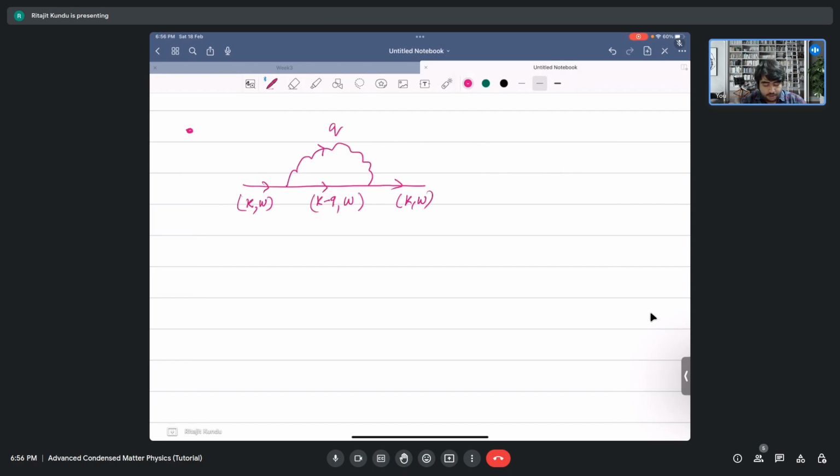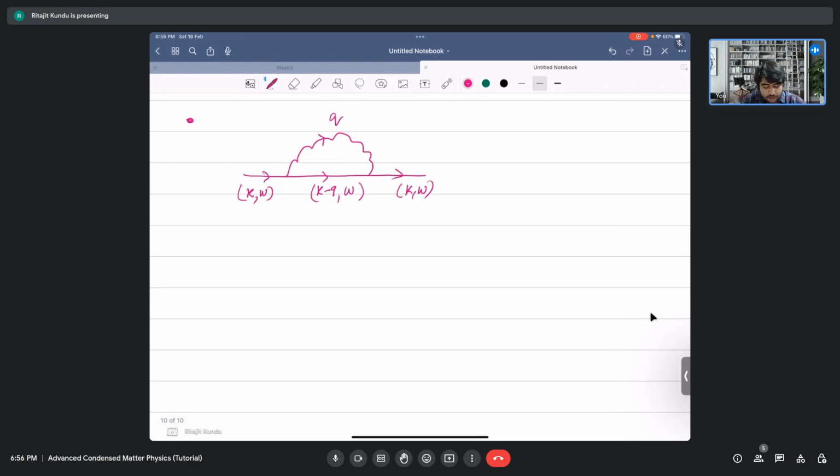Now I'll write the Green's function. The single lines are just non-interacting Green's functions. If the bare Hamiltonian without the interaction is given by the sum of epsilon k c k dagger c k, and I am not writing the interaction, this is just the bare part of the Hamiltonian. The bare Green's function G naught of k and omega is given by what I showed you in the beginning: 1 over omega minus epsilon k plus i delta.